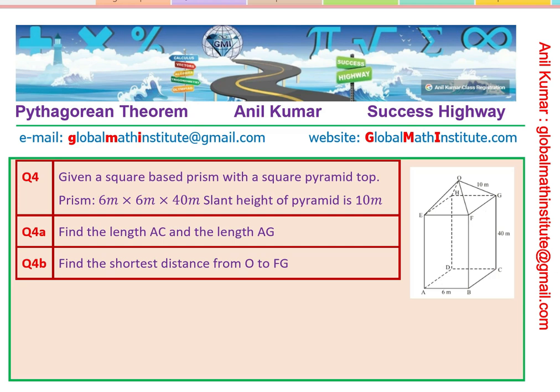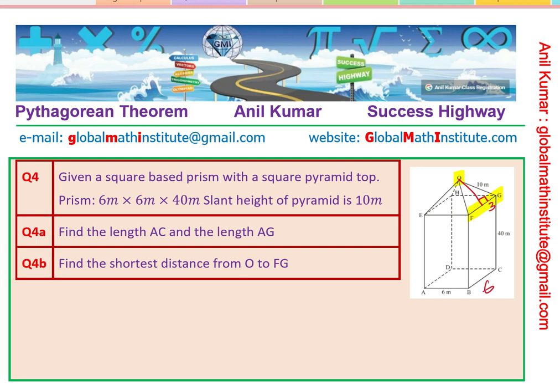Part B is to find the shortest distance from O to FG. Now, point O is given to us. This is FG. The shortest distance is the perpendicular, right? So that's the altitude of this triangular face of our prism. Now, how do we find that? Clearly, we know one side is 10, and since this is 6, half of this should be 3.